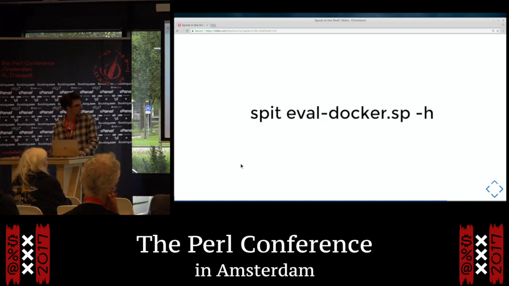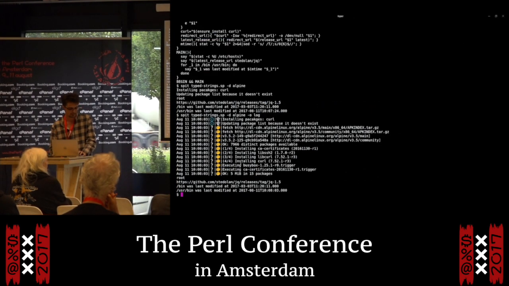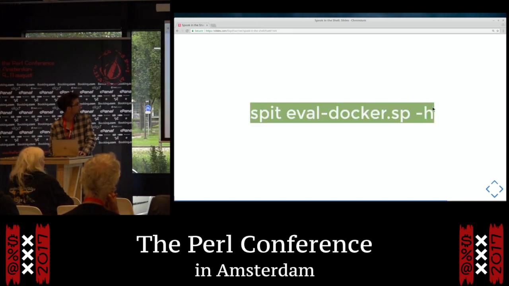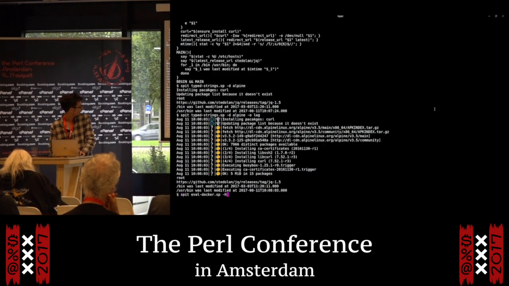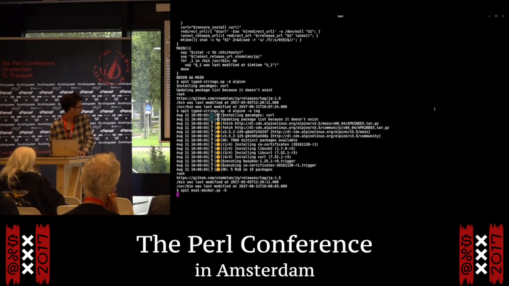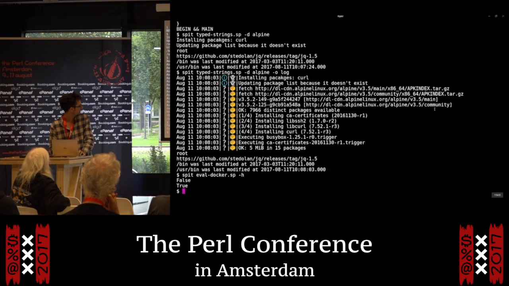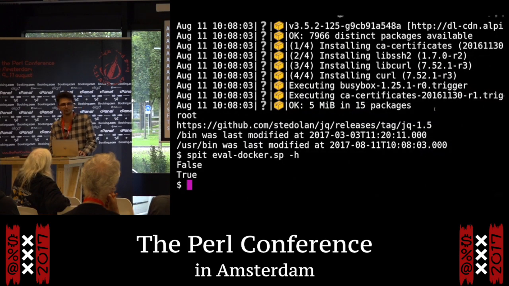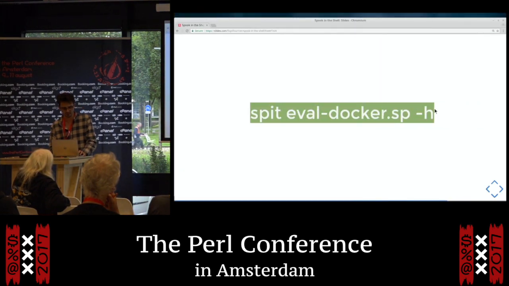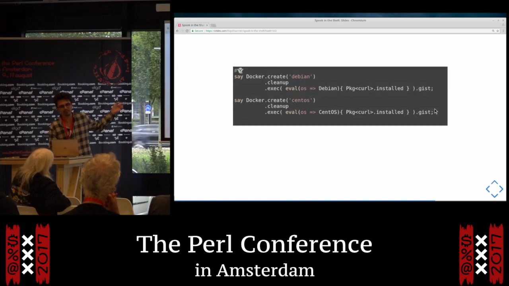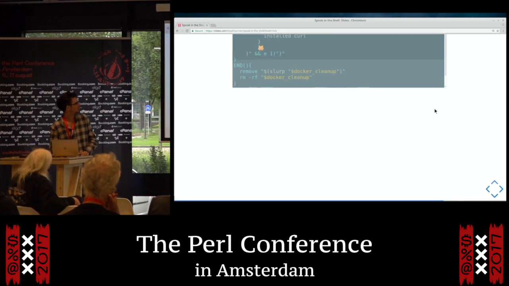Okay, yeah, let's run it. Still have that thing there, all right. Copy that. All right. Let's check that it worked. Yeah, that says false and true. You can see it there. So that's true. So curl does not exist on Debian by default, and it does on CentOS by default. That's why it's false and true.